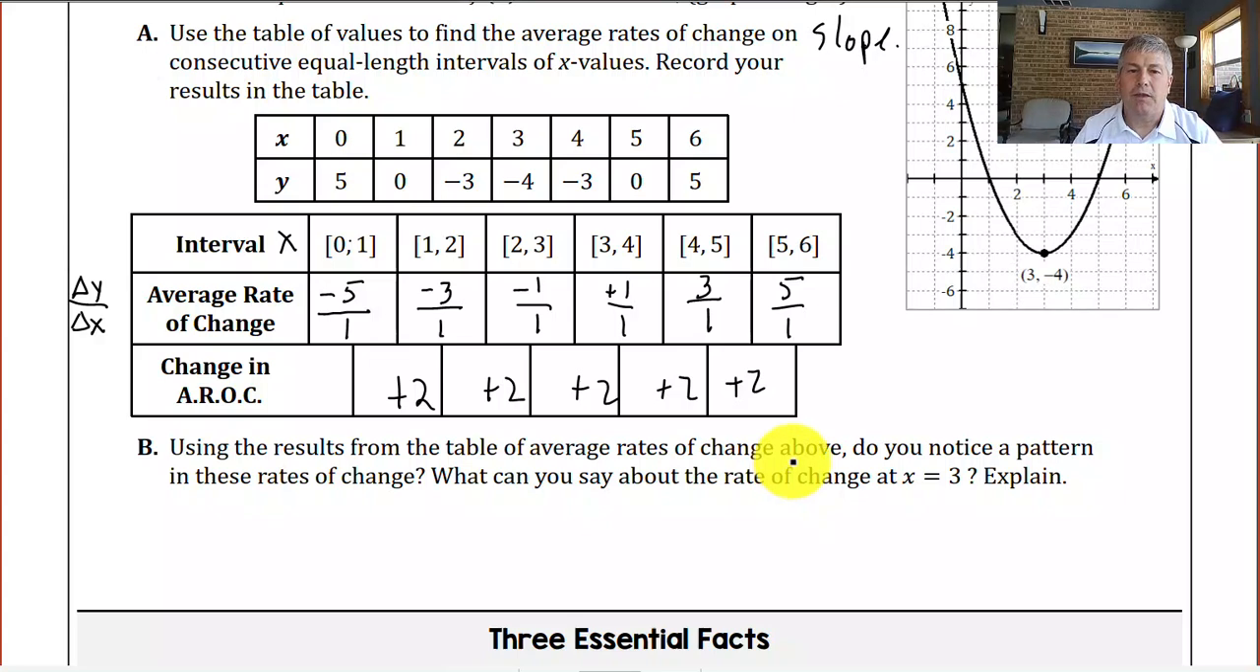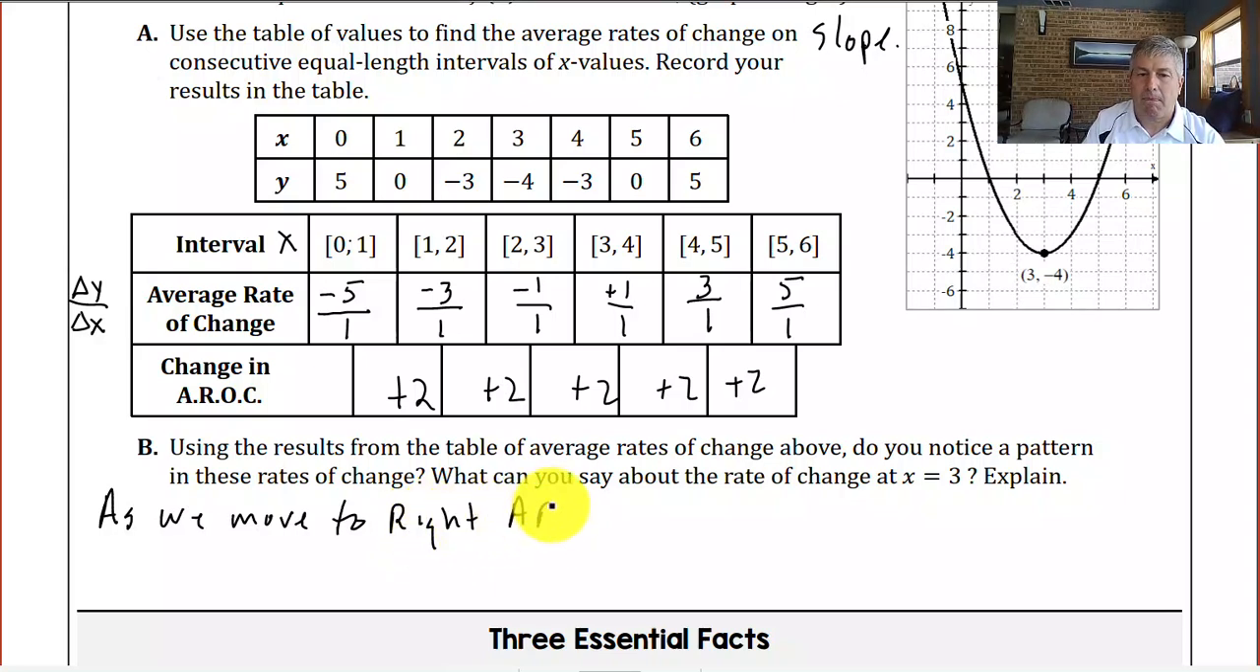Using the results from the table of average rates of change above, do you notice a pattern in the rates of change? What can you say about the rate of change at x equals 3? Well, as the intervals move to the right, the rates of change increase by 2. So as we move to the right, the average rates of change increase by 2.